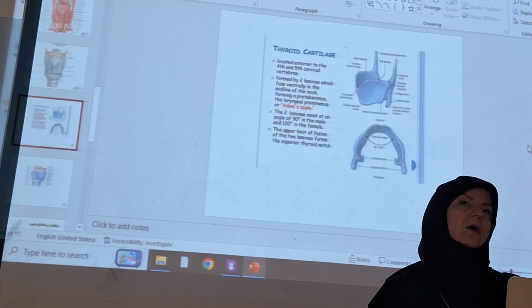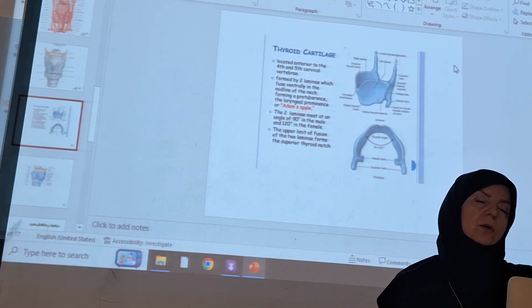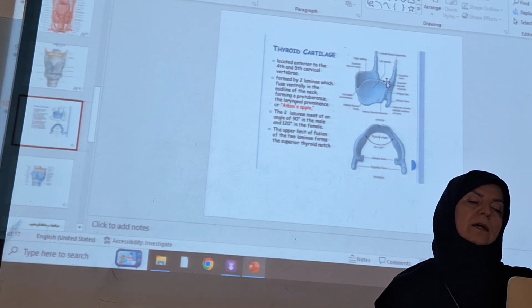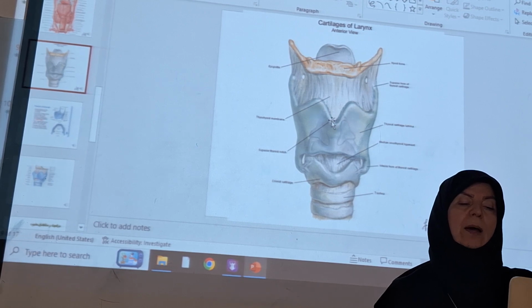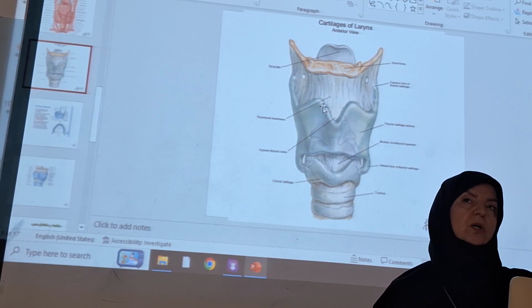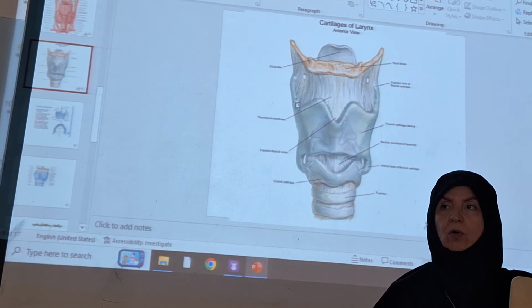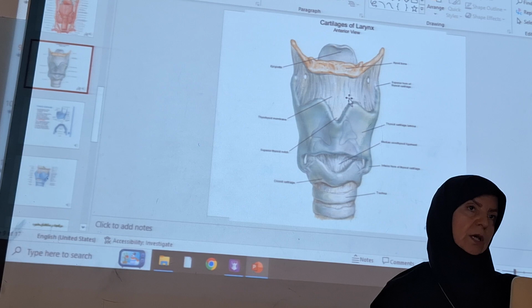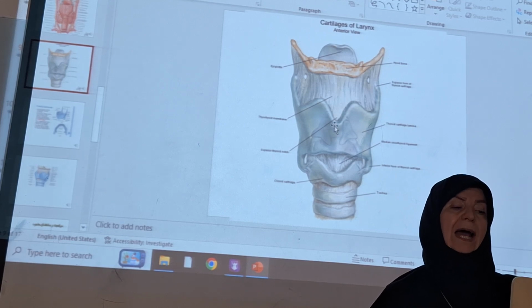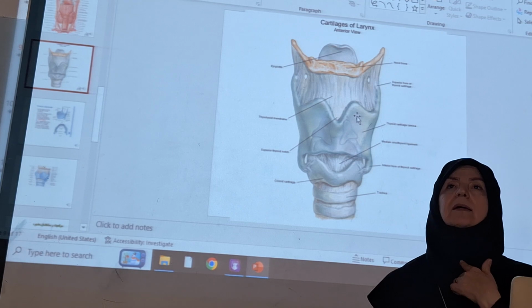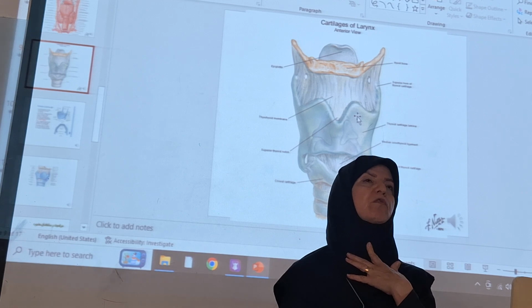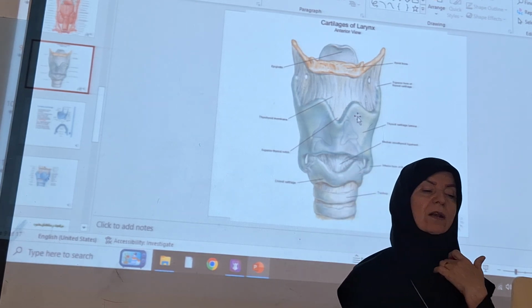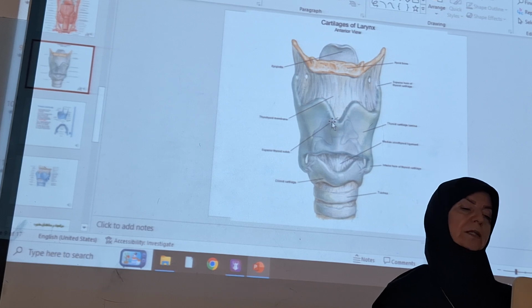Now here, which cartilage is visible? Thyroid. Here is the superior border. On the superior border of the thyroid cartilage, I am able to show you a notch that we can call superior thyroid notch. This superior thyroid notch and this Adam's apple are palpable in surface anatomy. You are able to palpate, to feel the Adam's apple and superior thyroid notch in your body.